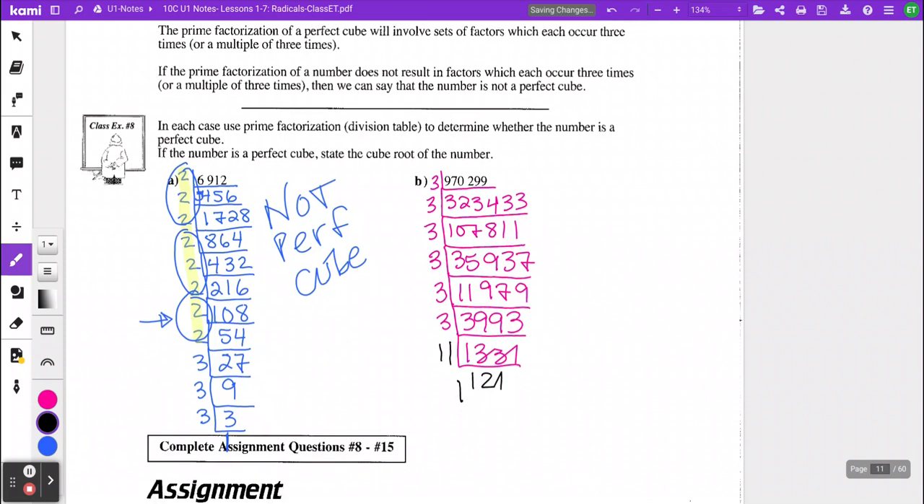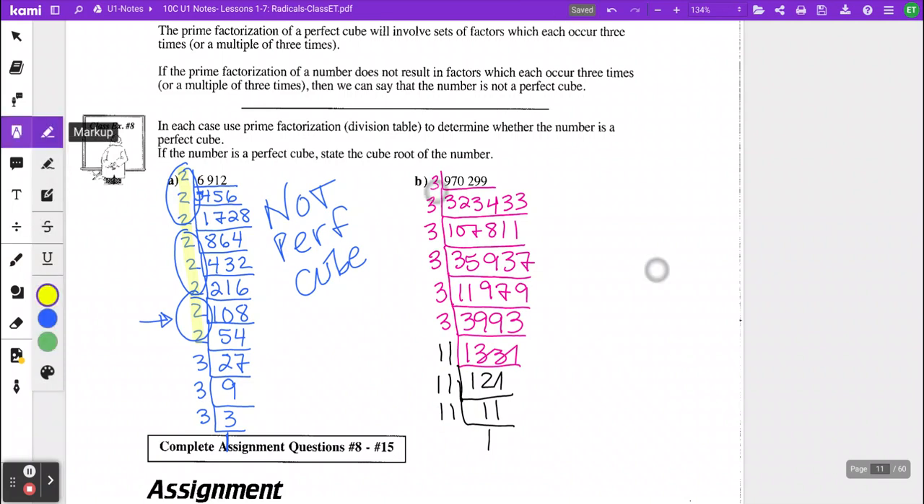Again, with 121, we check: does it divide by anything? Only 11, because it's a perfect square. 11 and 11, and 11 divides by 11 to give me a 1. So now I have to see if my numbers occurred in triples. There are 3 of those, 3 of those, and 3 of those.